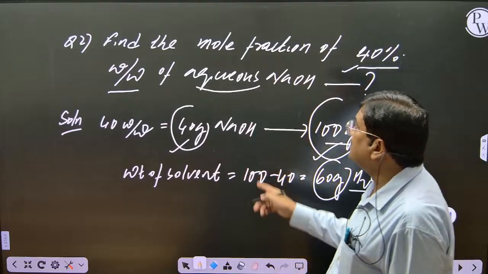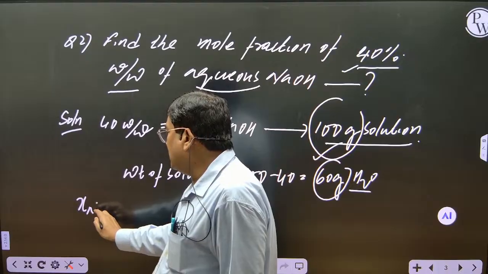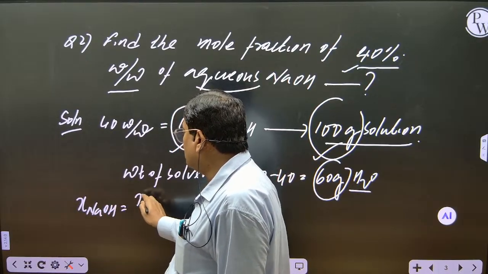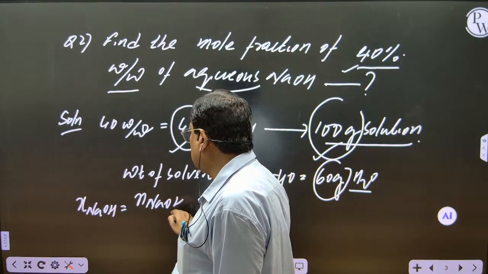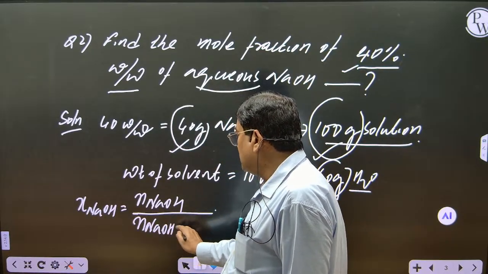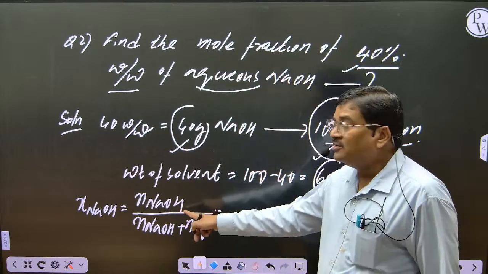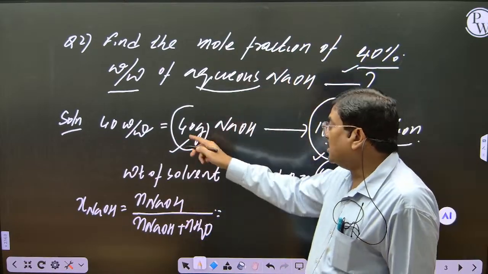Now mole fraction of whom does he want? NaOH he wants. Now tell me, to get the mole fraction of NaOH, we take the number of moles of that particular component by the total moles. That is the number of moles of NaOH plus the number of moles of water. Now moles of NaOH, how do we get? We know the mass. Mass is 40.